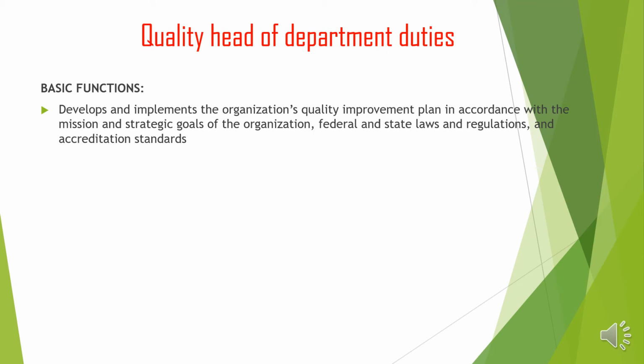You have to develop and implement the quality improvement plan in accordance with the mission, vision, values of the hospital and the strategic goals, strategic plan of the organization, federal laws and regulations, and the accreditation standards. So number 1 is the quality improvement plan in accordance with the strategic plan.